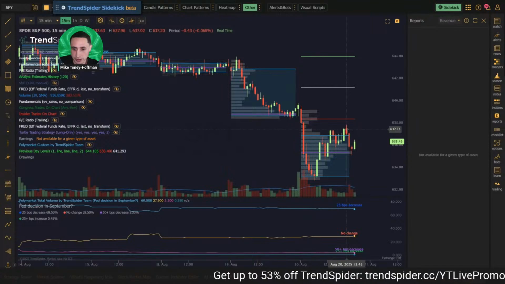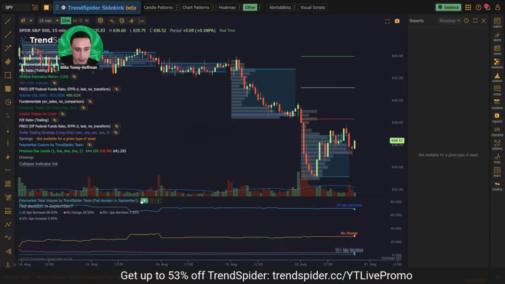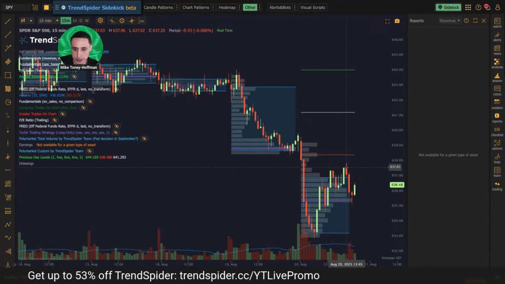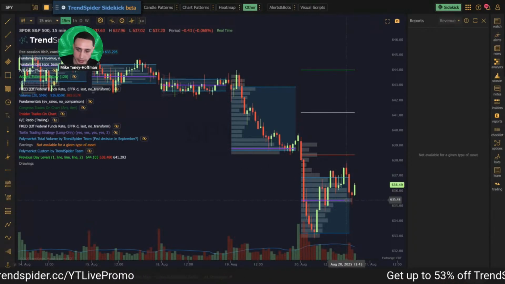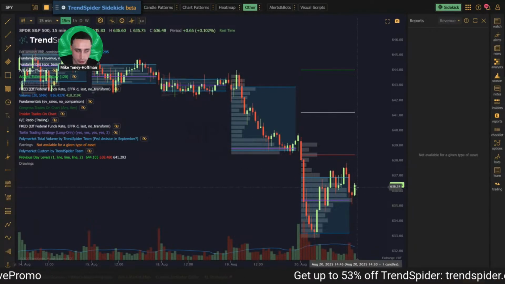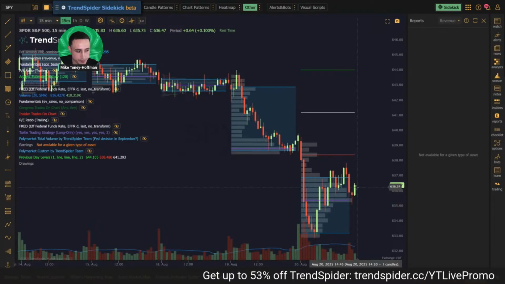So we got the minutes release right around there, which pretty much marked the top of the SPY intraday. It came down to the intraday volume point of control right there, which is acting as support. And we're going back up a little bit since then.